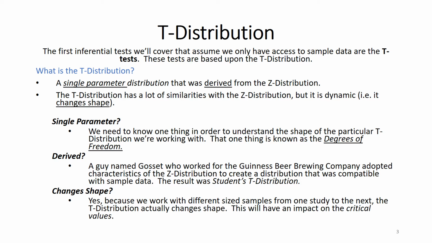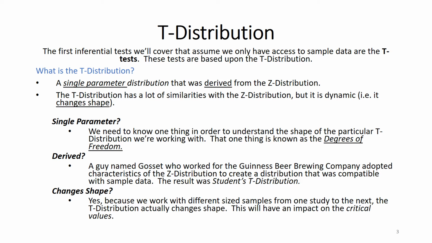Now, why Gossett chose to write it and publish it under an anonymous name called Student, I don't know. But for right now, if you ever hear the name Student's t-distribution, it all refers back to this guy who worked for a Guinness Beer Brewing Company.